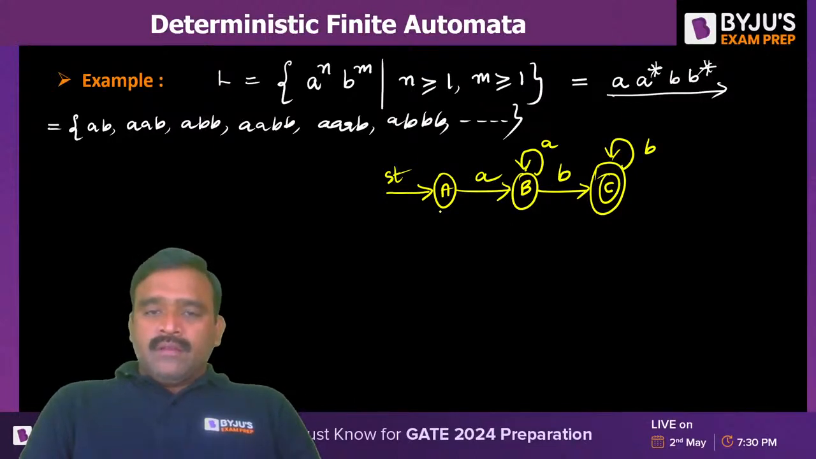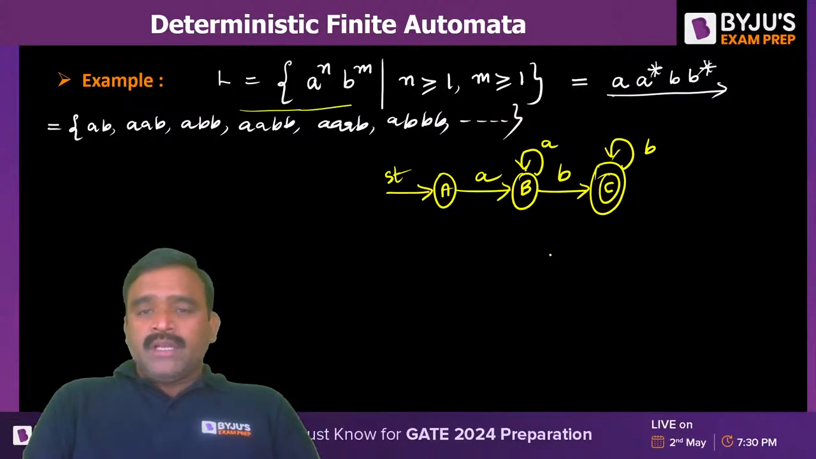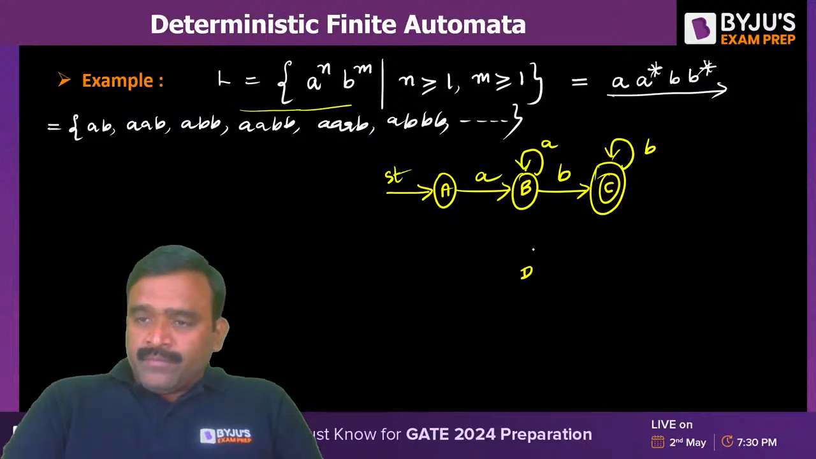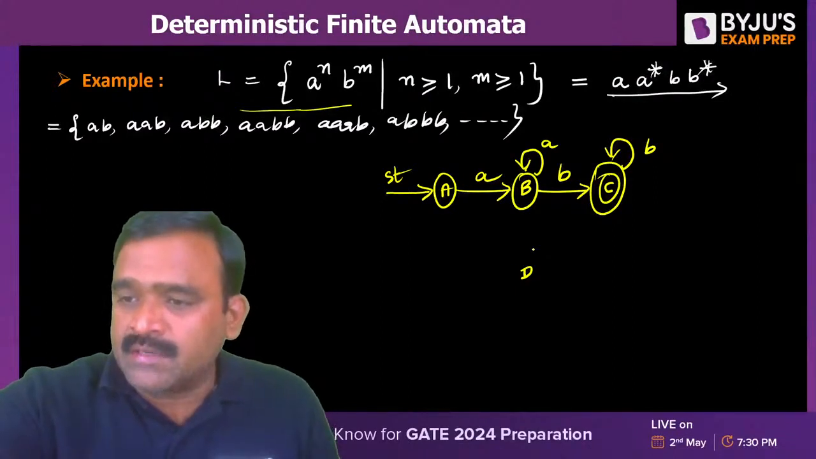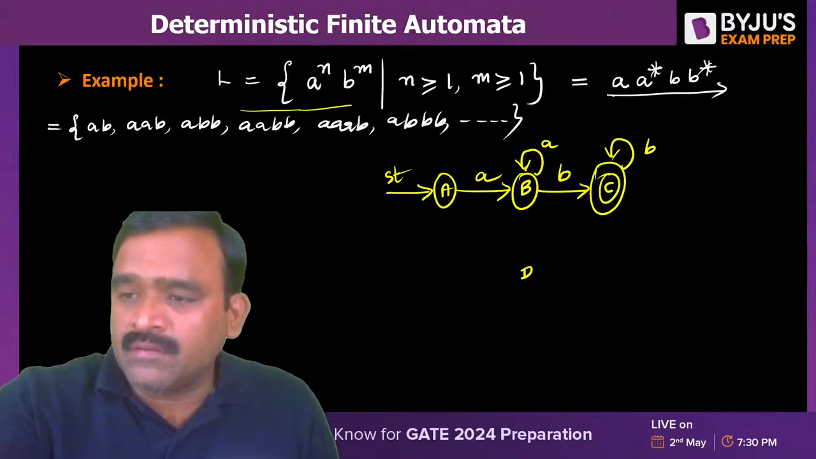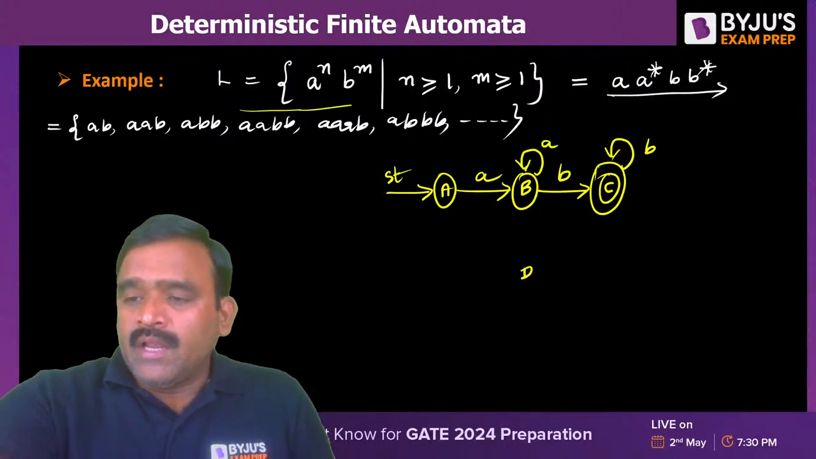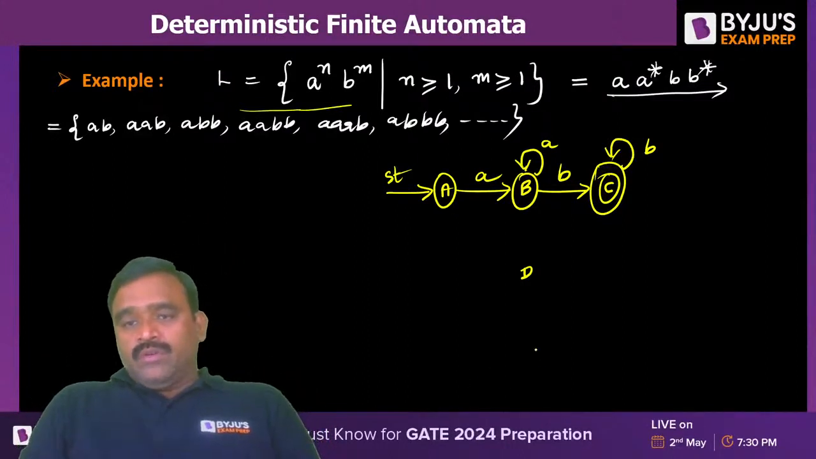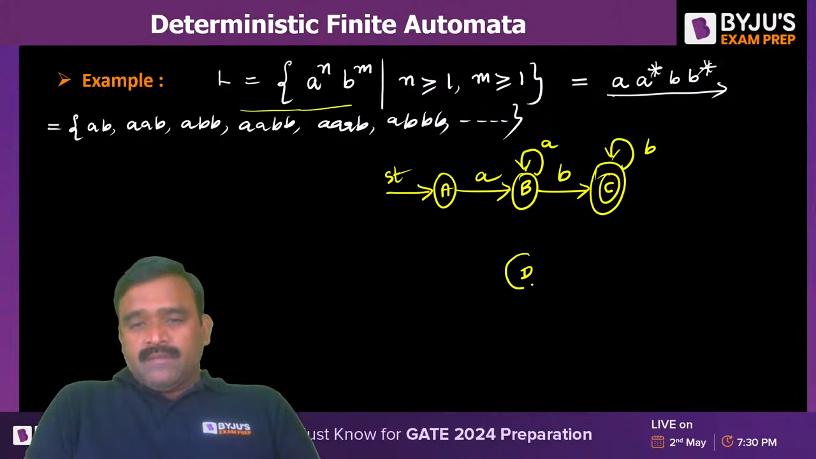And actually on the state A, B is missing because we are not supposed to start with B. In that case, we have to define a dead state. So what is a dead state? A dead state is a non-final state which will be there in some of the DFAs, not all the DFAs. And it will have only incoming edges, no outgoing edges. For example, D is a dead state.